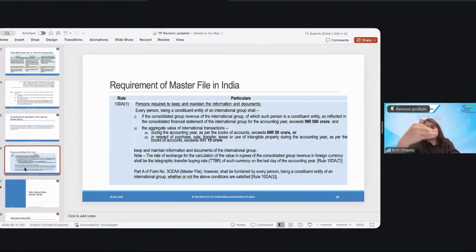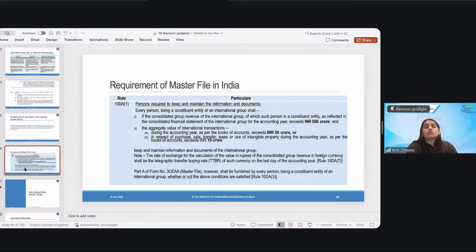But there is another threshold out there, and the aggregate value of international transactions during the accounting year, as per books of account, exceeds 50 crore. Or for intangible transactions, this could be purchase, sale, transfer, lease, or use of intangible property, as per the books of account, it exceeds 10 crore. Well, then master file will be applicable. So, meaning to say, the consolidated group revenue of 500 crore plus, if there is international transaction during the year, then it should be 50 crore. And if there is intangible transaction, it should be 10 crore. Only then master file will be applicable.